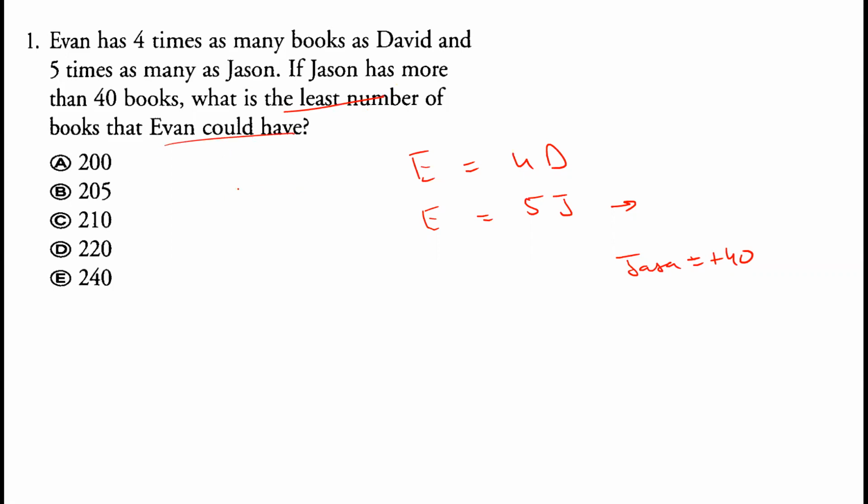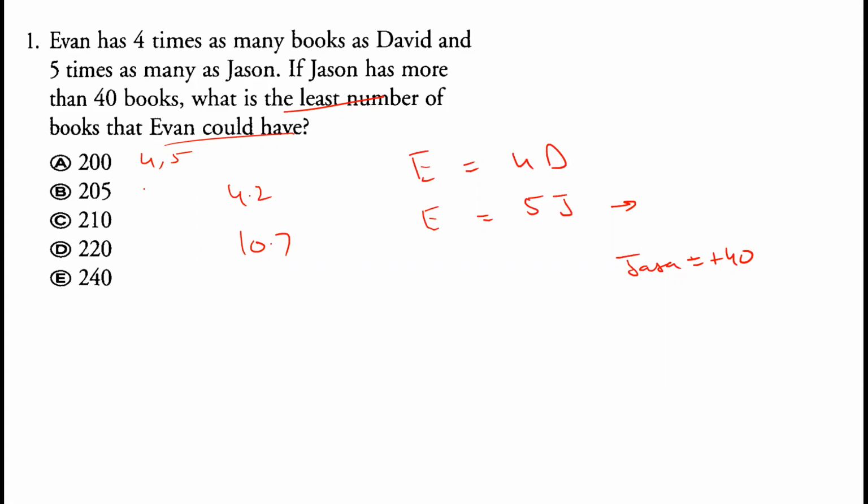Obviously, you can't have 4.2 books or 10.7 books, so each number should be a whole number. Evan has 4 times as many as David and 5 times as many as Jason, so the number of books needs to be a multiple of 4 and 5, divisible by both without leaving any decimals.